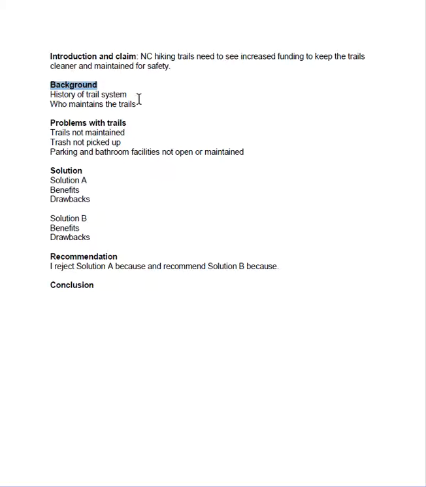For example, I feel like before my reader will understand the solutions that I'm trying to come up with, and some of the major problems, maybe they need to know a little bit about the history of the trail system itself. What is the trail system, who maintains it in general, that sort of thing. So this is just background information, just like we have been doing.